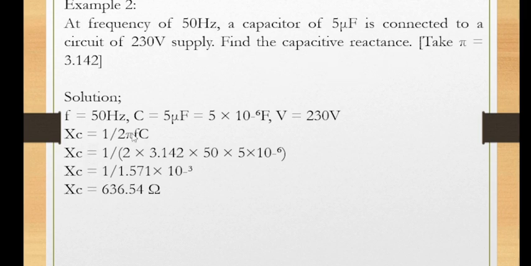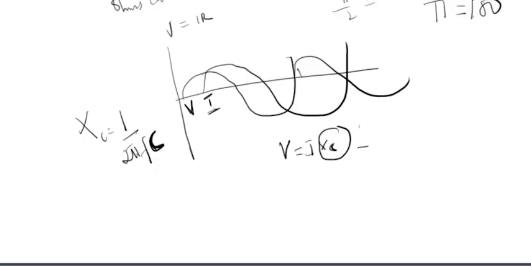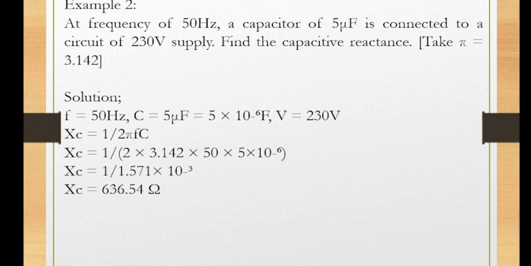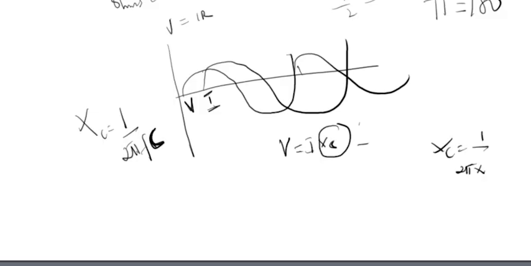So we have it that Xc is equal to 1 over 2 pi Fc. Supposing we were given our current and our volts, you can get it also. So we are going to have Xc equal to 1 over 2 pi multiplied by our F, then multiplied by our C. What F were we given? Our F was 50. Then our C was what?